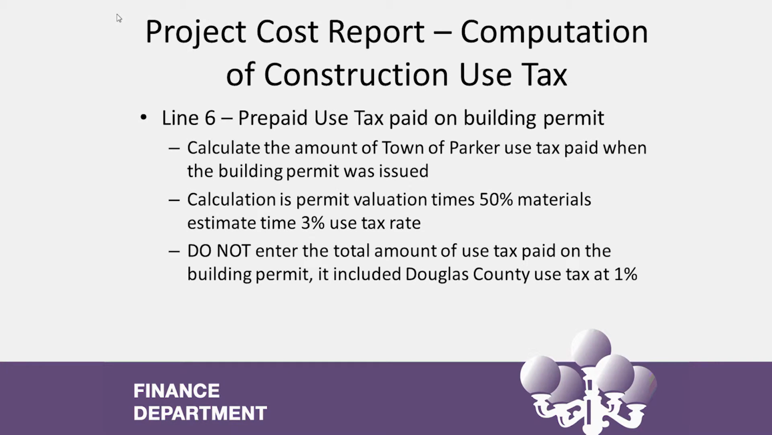Line 6 is the amount of tax that was paid on the building permit. You need to calculate this amount based on the permit valuation times 50% times the 3% use tax rate. Do not enter the total amount of use tax paid on the building permit. That was 4% and included Douglas County use tax at 1%.